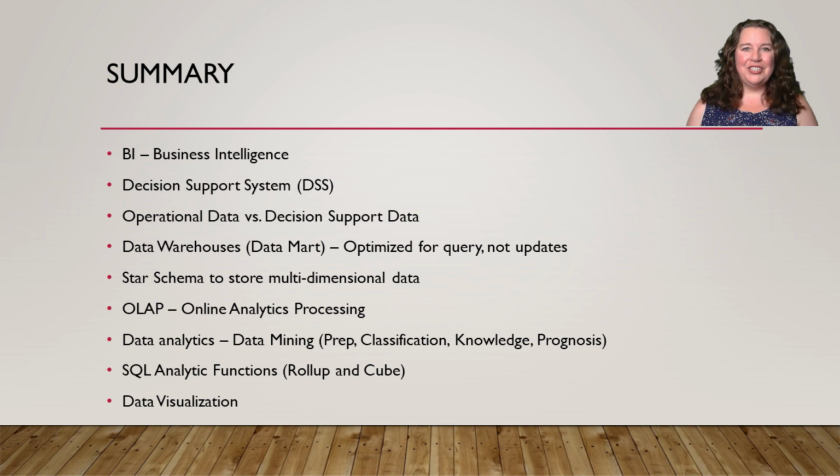We made it to the end of the chapter. Very long chapter. A couple of things in summary. BI stands for business intelligence. Okay, we've got to stay intelligent. Decision support systems, our system for handling our decision support. Operational versus decision support data. This is the operational data versus your data warehouse. Your decision support data could be part of your operational data, but your operational data is usually not where all of your decision-making data is held.